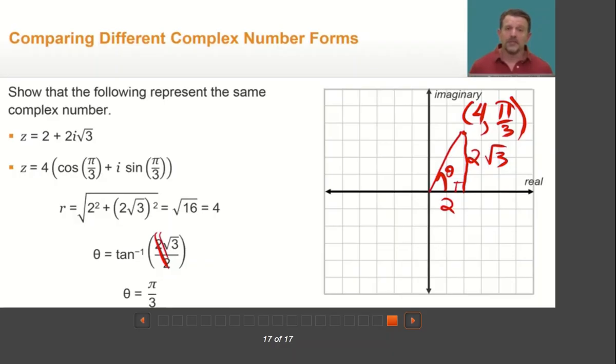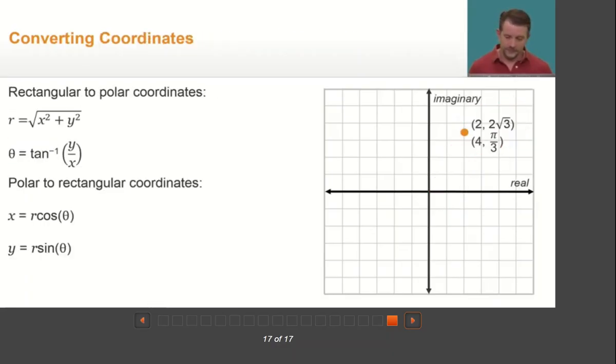Since these points represent the same number, we can just convert between coordinates. These formulas relate the rectangular and polar coordinates of a complex number. These come from the relationships in a right triangle. So let's go ahead and draw that right triangle. The Pythagorean theorem gives us the value of r. Taking the inverse tangent of y over x, we just need to think about the quadrant that we're in to be sure that we get the correct angle measure.